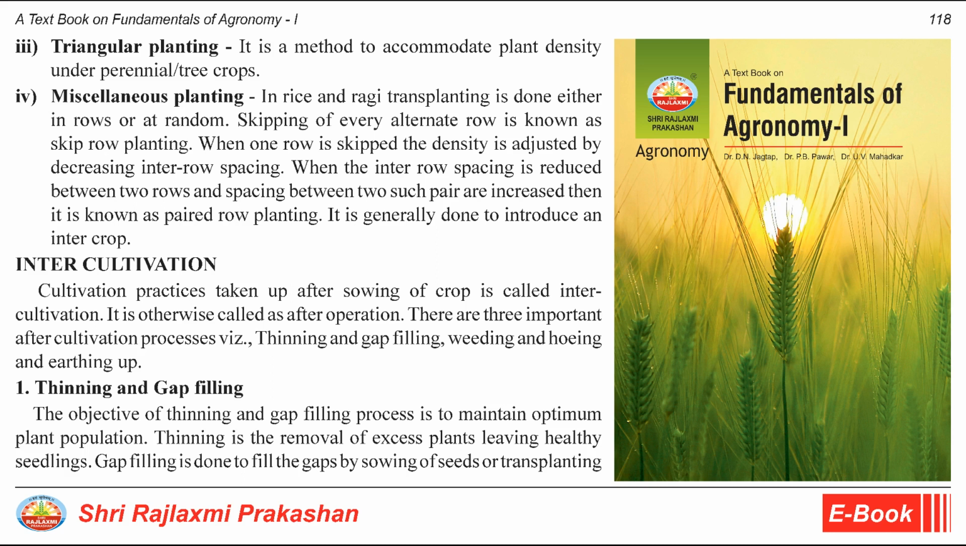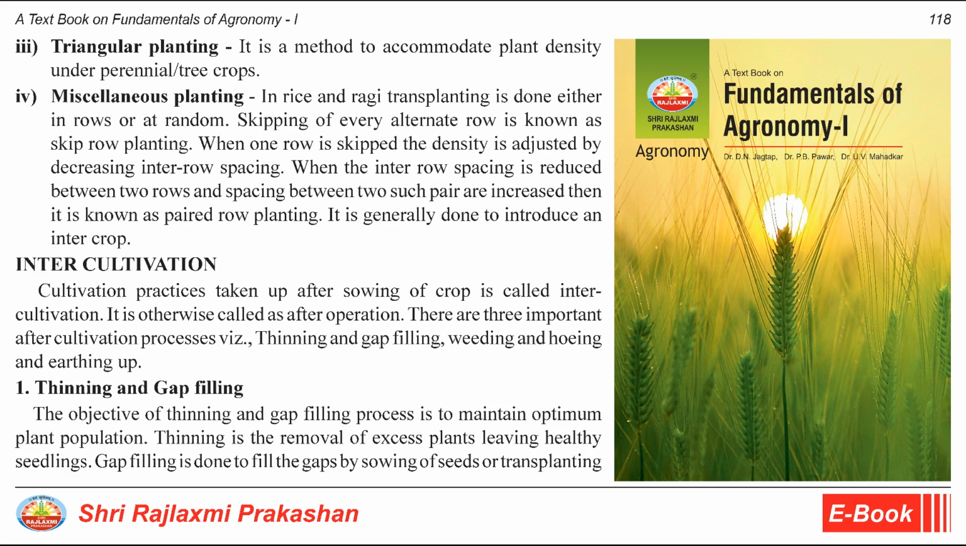Intercultivation. Cultivation practices taken up after sowing of crop is called intercultivation. It is otherwise called after operation. There are three important after cultivation processes, that is, thinning and gap filling, weeding and hoeing, and earthing up. Number 1. Thinning and gap filling.